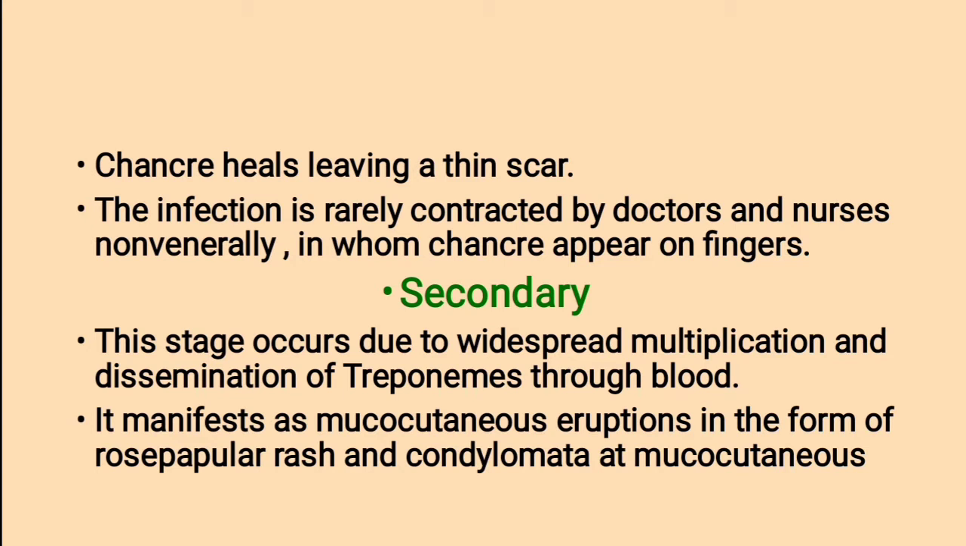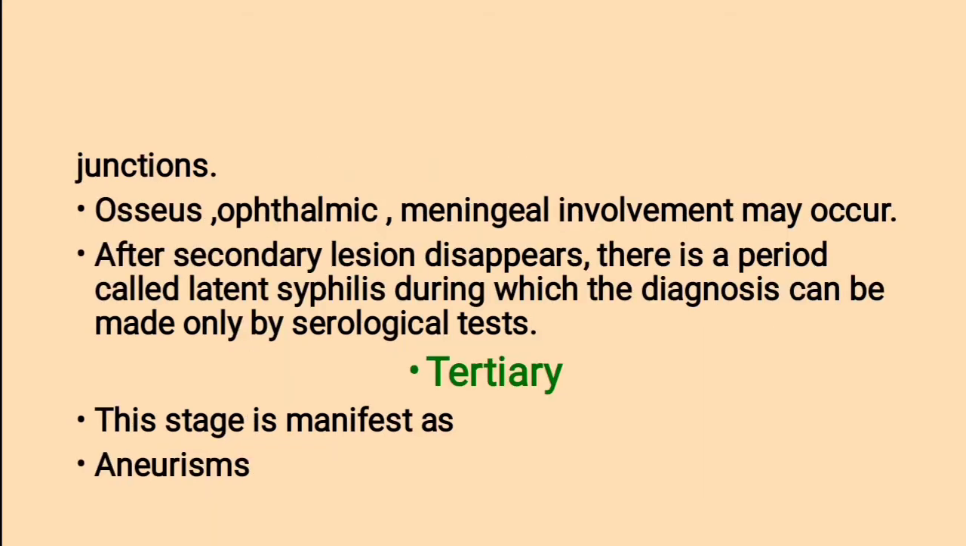This stage occurs due to widespread multiplication and dissemination of treponemas through blood. It manifests as mucocutaneous eruptions in the form of rose papular rash and condylomata at mucocutaneous junctions. Condylomata means wart-like lesions on the genital regions. Wart means some epidermal lesions. Osseous, ophthalmic, meningeal involvement may occur.